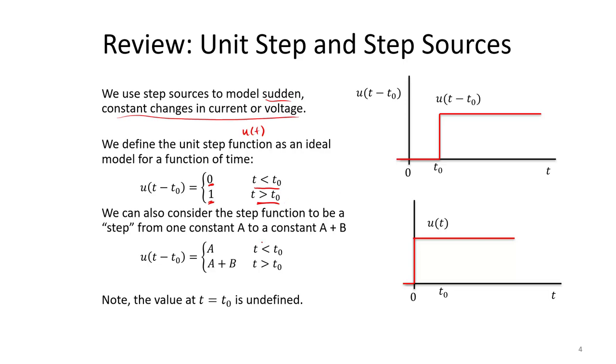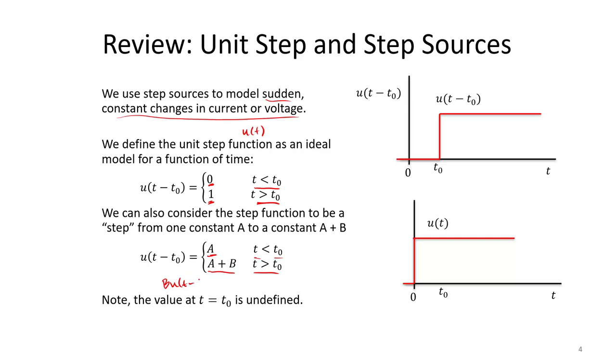And we can also write step functions where we have, for example, something like b u(t) plus a, where in this case the value would be equal to a for time t less than t naught, and then it would be equal to a plus b for time t greater than t naught. So there are variations on the unit step function.